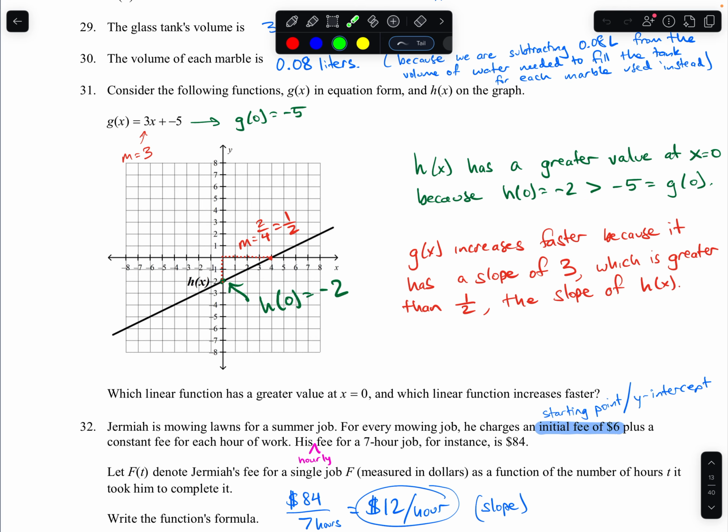The second question is, which linear function increases faster? In other words, which one has a bigger slope? Well, what's bigger, 3 or 1/2? 3 is bigger, right? So g of x increases faster because its slope is 3, and that's greater than the slope of h, 1/2.